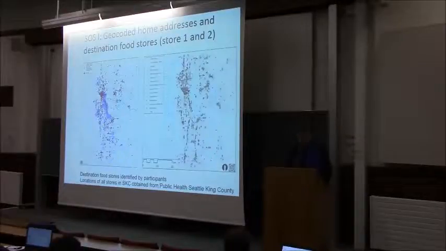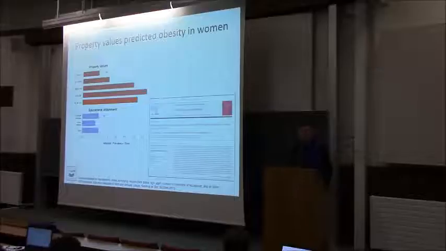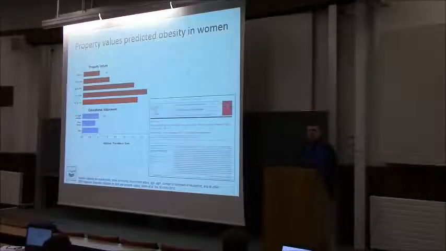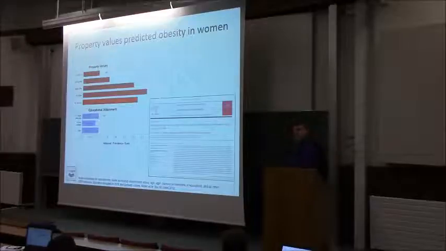So here what we were looking at now at the individual level were two things. First of all, we found that property values were predicting obesity, mostly in women actually. The fit of the model for men was not nearly as good. So property values were much more predictive of obesity than was education. And the differences were really very substantial.